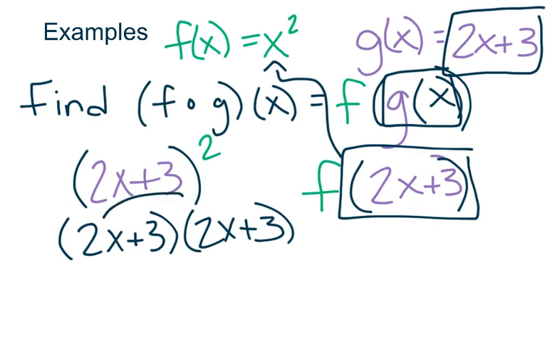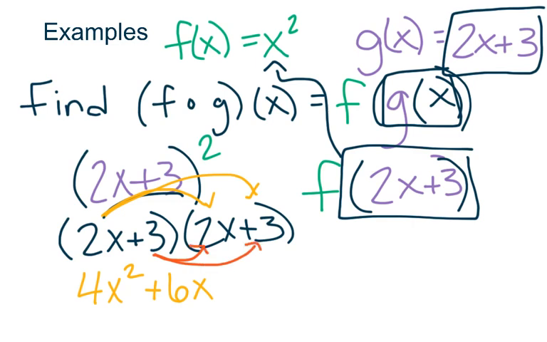Let me use some colors. I'm going to distribute that 2x to 2x and get 4x squared. I'm going to distribute 2x to 3 and I get 6x. Use another color. Now I need to distribute the 3. So 3 times 2x is 6x. 3 times 3 is 9.